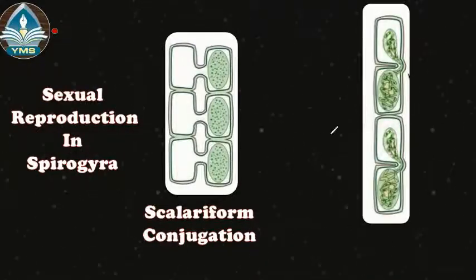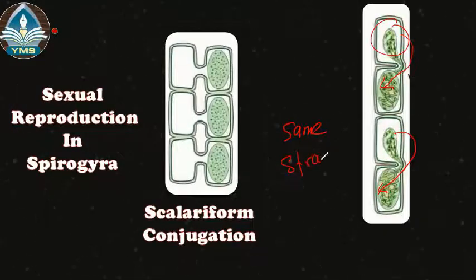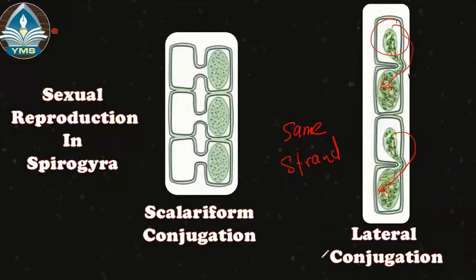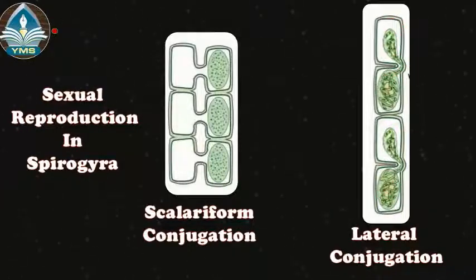But if conjugation happens on cells of the same strand, like this, the content of this cell will go to the one next to it. This cell will go to the next to it. This is the same strand. When it is on the same strand of the Spirogyra, we call it lateral conjugation. And this is all what you need to know about conjugation in Spirogyra. I hope this is clear.